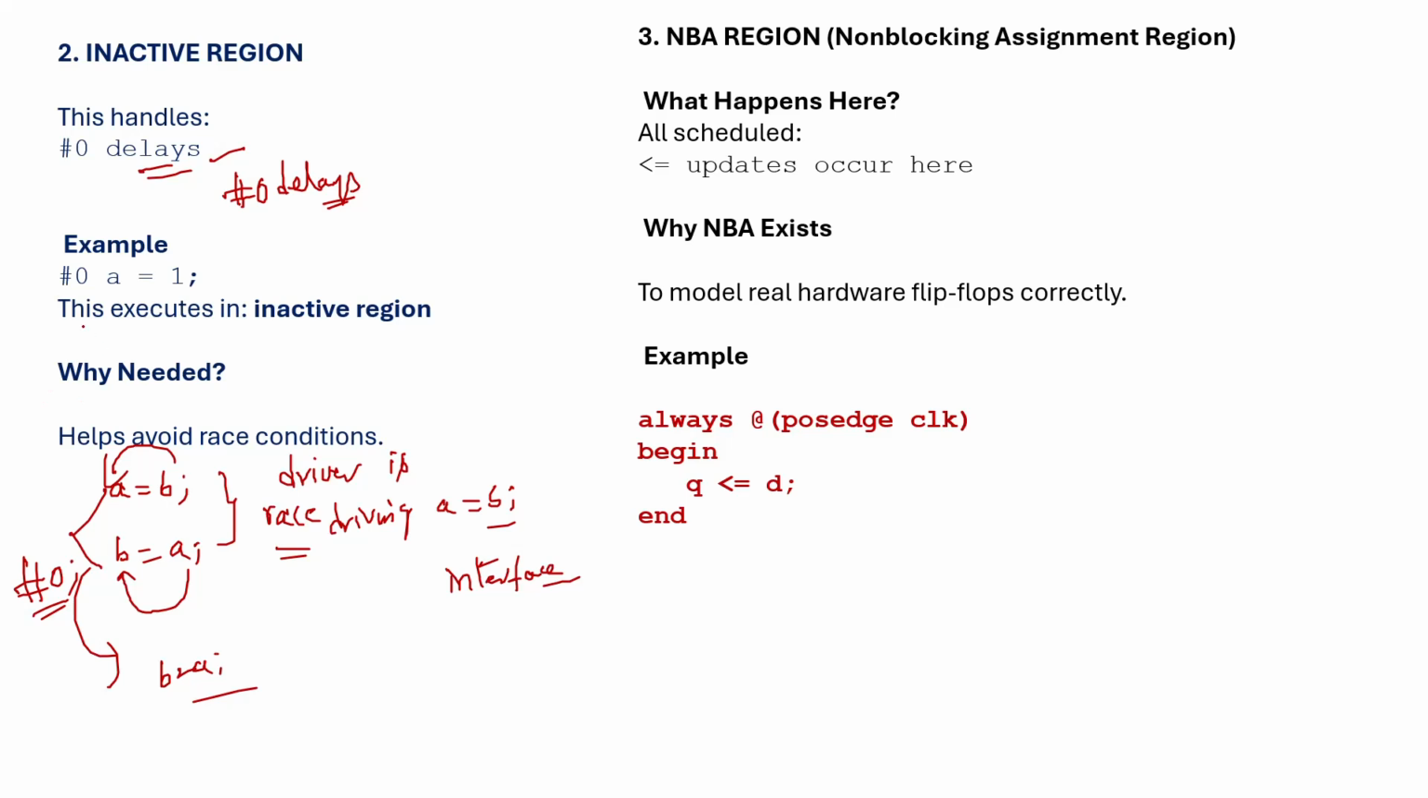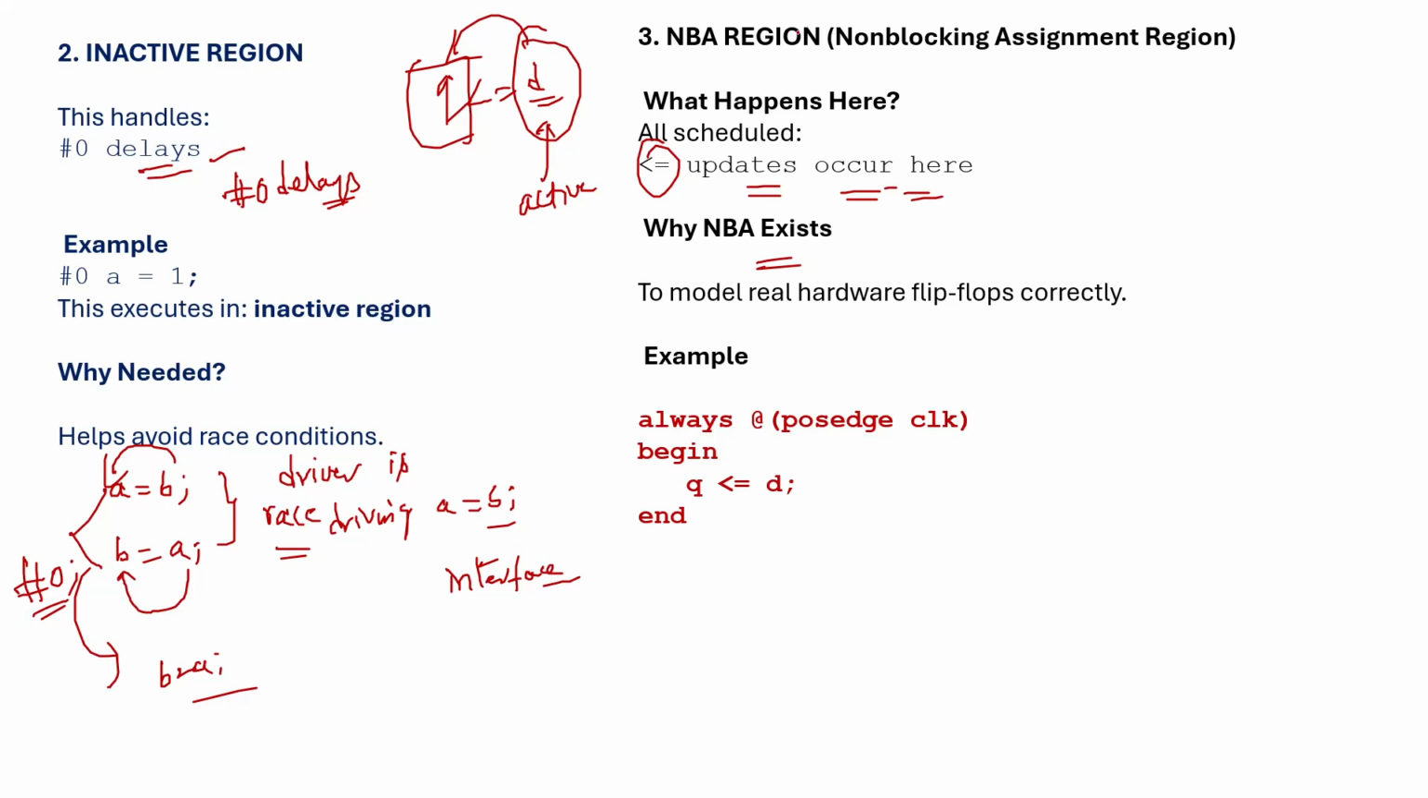So in the active region, what is the output you are assigning? Some Q equals D. This D is executed in the active region, right? This Q is also evaluated in the active region. But I have assigned the input to my output, and this output is updated in the NBA region. So output updates occur here. Whatever updates we are having, all scheduled less than or equal to updates occur here. That is the reason it is the non-blocking region.